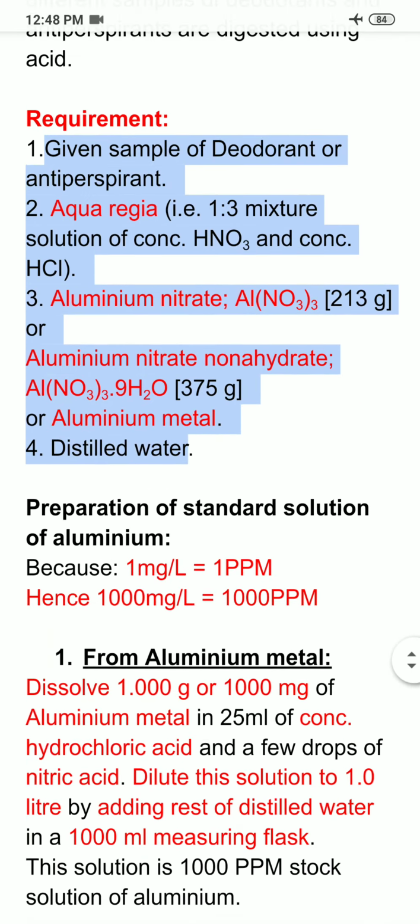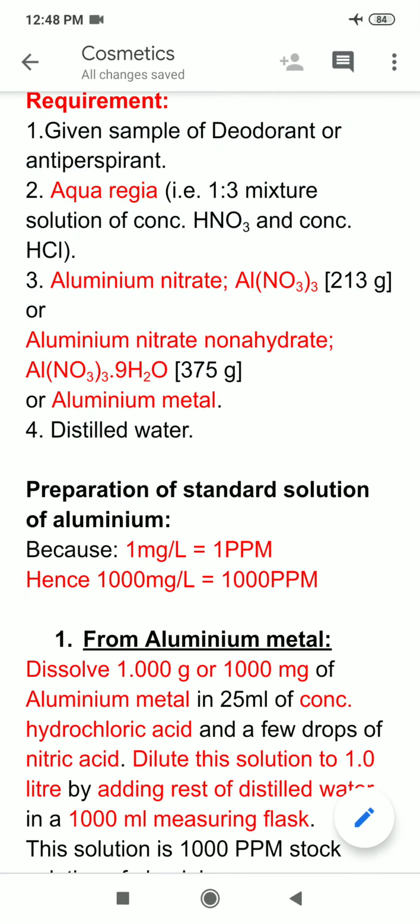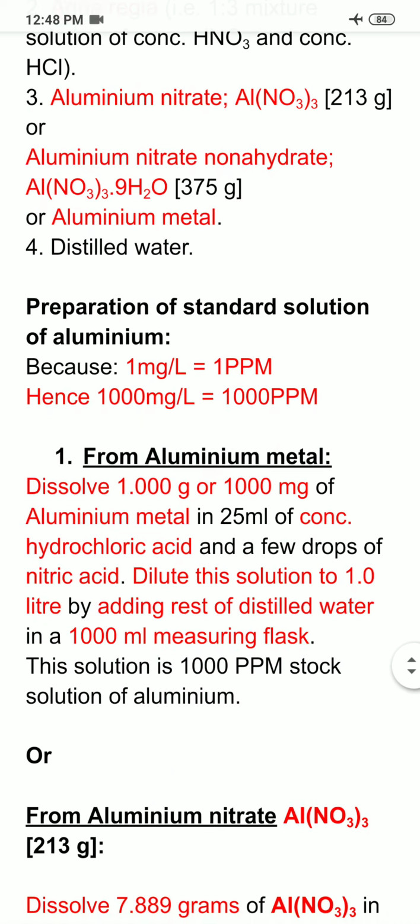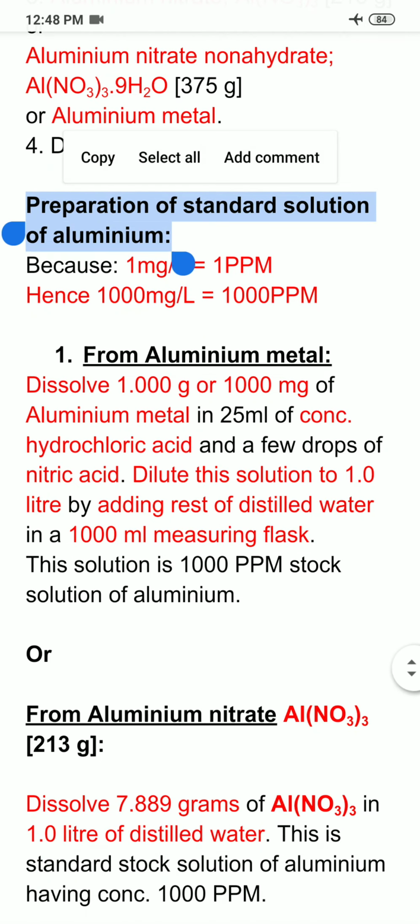Next step is preparation of standard solution of aluminium. Now, for the preparation of standard solution of aluminium, as for atomic absorption spectroscopy, the concentrations used are generally in ppm. So we need to prepare solutions of aluminium, or standard solution of aluminium, in ppm.